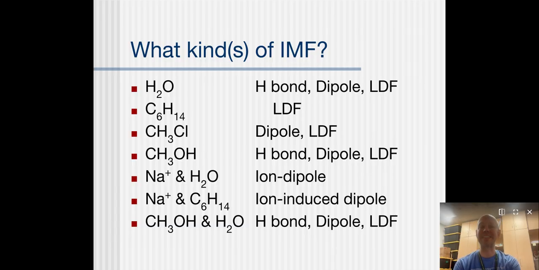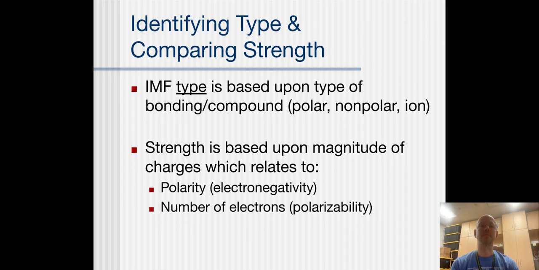As soon as I start to mix things together, I need one or more words to describe them. Sodium is an ion, water is polar. We call that an ion to dipole. Sodium is an ion, C6H14 is nonpolar. We call that ion to induced dipole. And then when I look at number 1 and number 4, they both had LDFs. They both had dipoles. They both had hydrogen bonds. So not only can they exhibit those attractions towards themselves, they can exhibit those attractions when they are mixed together.